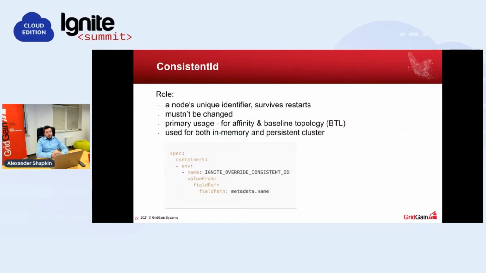Let's talk about consistent ID and why it is important to set it up correctly. Consistent ID defines a unique identifier that survives node restarts. It mustn't be changed, and its primary usage is for baseline and affinity definitions. To define it properly, just set the IGNITE_OVERRIDE_CONSISTENT_ID environment variable to be read from the pod's metadata.